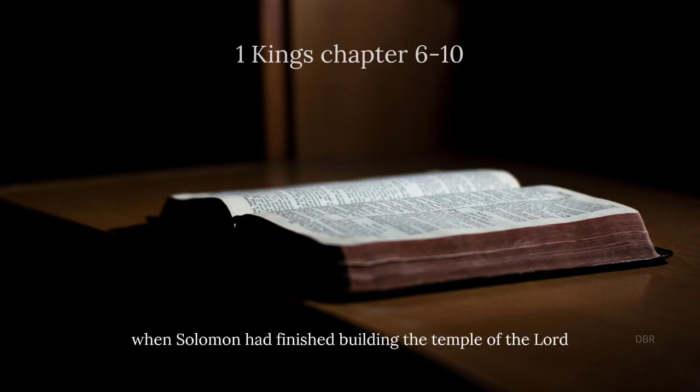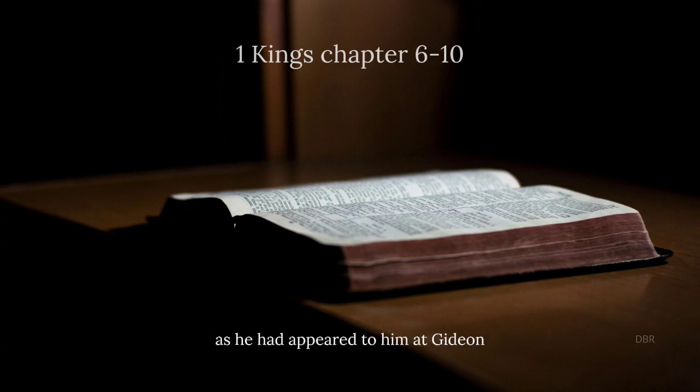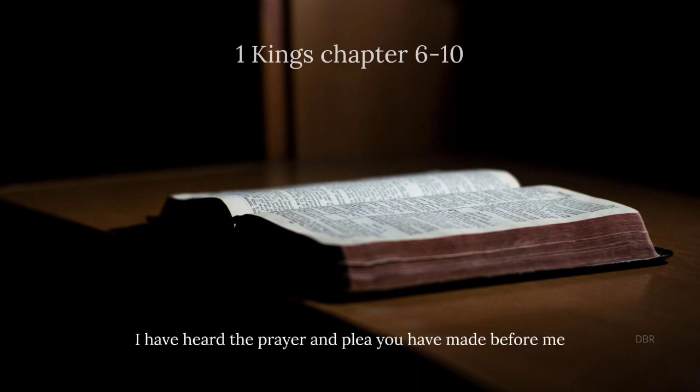When Solomon had finished building the temple of the Lord and the royal palace, and had achieved all he had desired to do, the Lord appeared to him a second time, as he had appeared to him at Gibeon. The Lord said to him, "I have heard the prayer and plea you have made before me. I have consecrated this temple, which you have built, by putting my name there forever. My eyes and my heart will always be there.